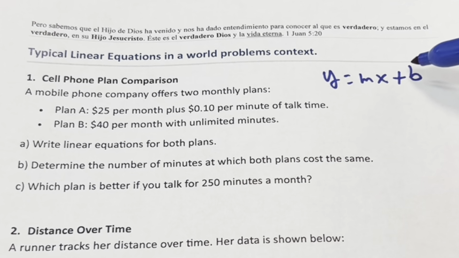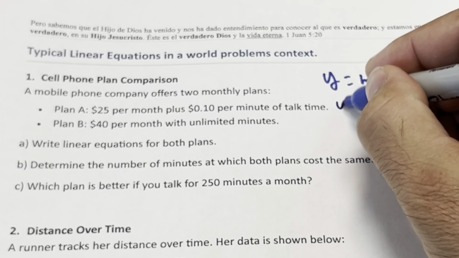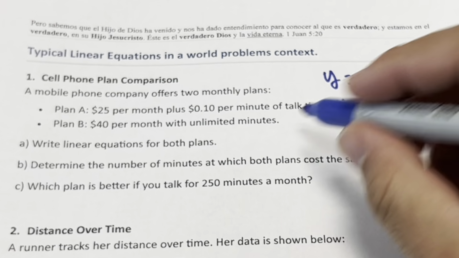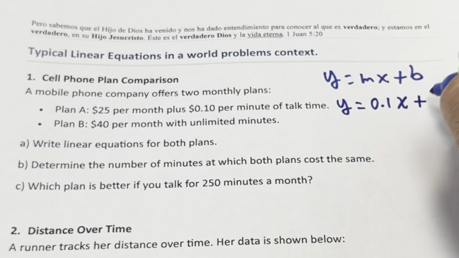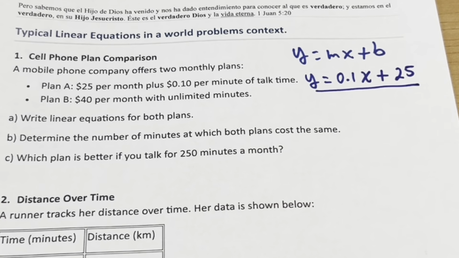just once. So here, for plan A, the equation would be y equals 0.10x plus 25. That will be the equation for the first plan.